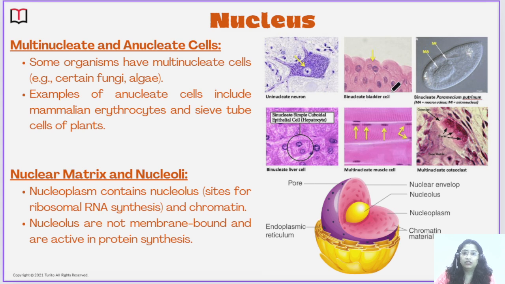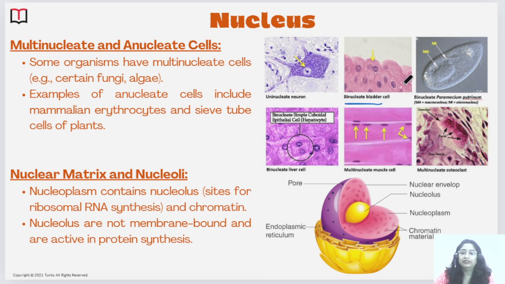Now, here you can see binucleate bladder cells. So bladder cells are having two nuclei. Binucleate paramecium cell, again two nuclei are present. In the liver cell also binucleate, two nuclei are present. In the muscle cells, especially the cardiac muscles, multiple nuclei are present. Now there are some anucleate, meaning nucleus is not present. For example, the RBC, erythrocytes, they don't have any nucleus. So that's about the different types, numbers of nucleus.